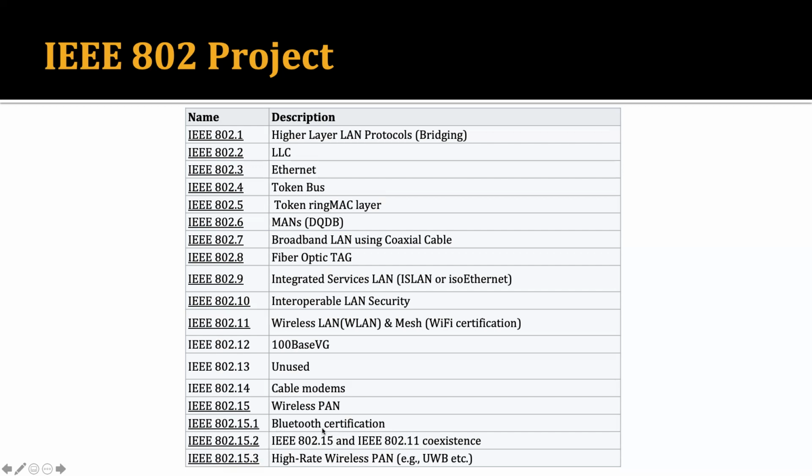15.1 is actually for the Bluetooth that we are using for communication of two devices. Then 802.15.2 is for 802.15 and 802.11 coexistence, meaning 802.15 and 802.11 are almost the same, but this one is for non-constrained devices and that one is for constrained devices, but both are for wireless local area network communication. Then 15.3 is for the high rate wireless personal area network, or it is also used in ultra wide band frequency for communication.